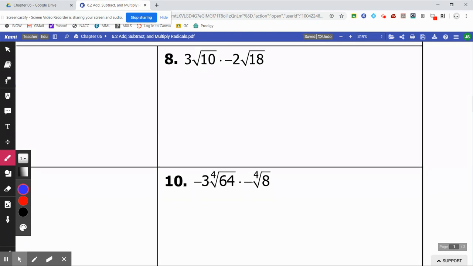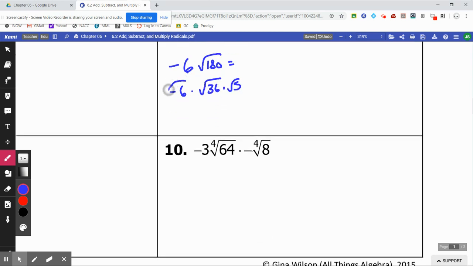Next up, number 8. We're multiplying these, so multiply your numbers out front, because here, technically what you've got is 4 things being multiplied here. So multiply what you can. 3 times negative 2 is negative 6. Root 10 times root 18 is root 180. Then let's simplify. That's going to be negative 6, and let's split root 180 into root 36 times root 5. This will be negative 6 times 6, which is negative 36 root 5.